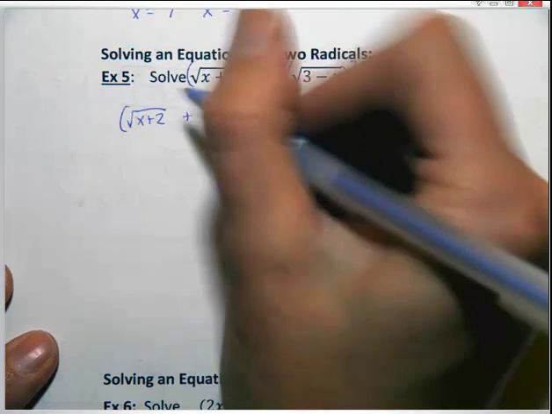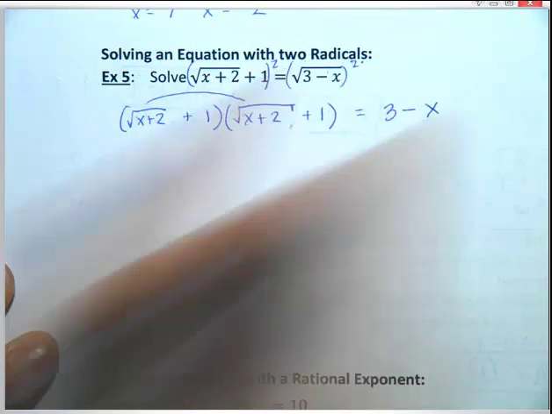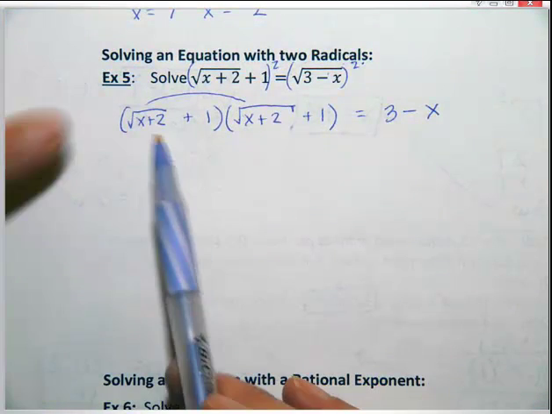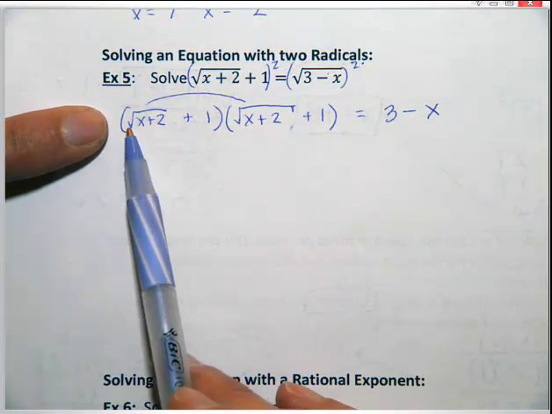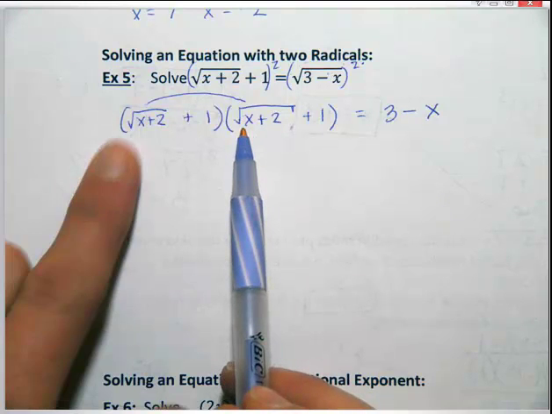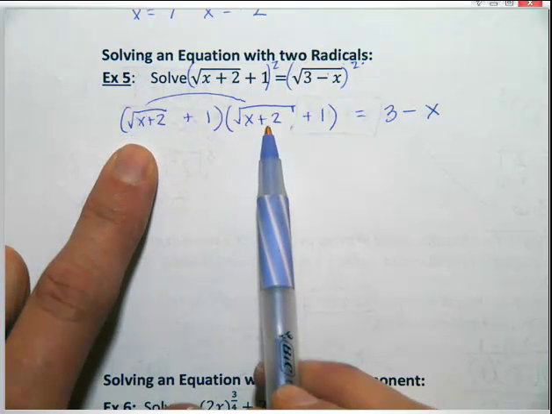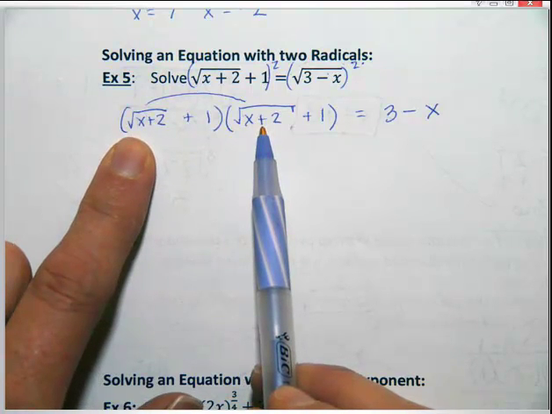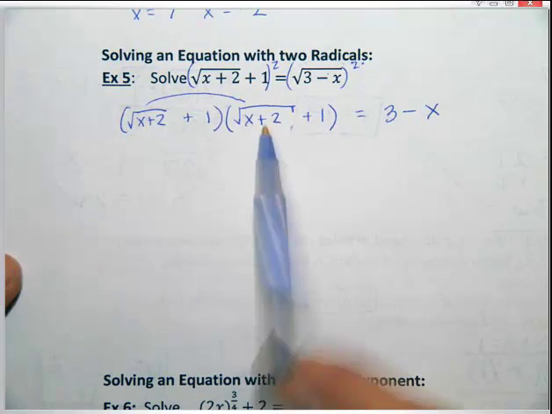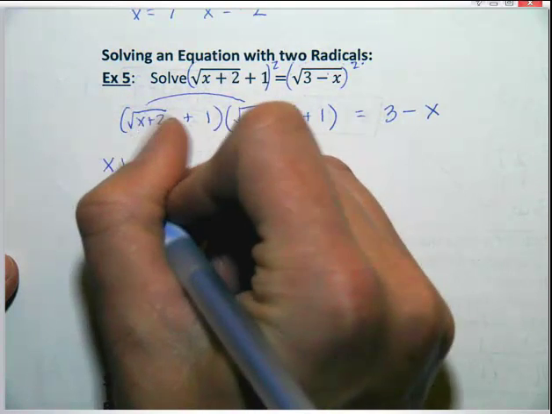And so when I start to distribute this together, what you're going to get is the square root of x plus 2 times the square root of x plus 2. Well, if you multiply those together, it's going to undo the square root, right? Because you're squaring, technically you're multiplying a square root by itself. And so when I do the first part, that's just going to free up and become x plus 2.